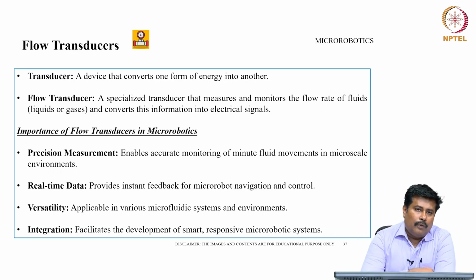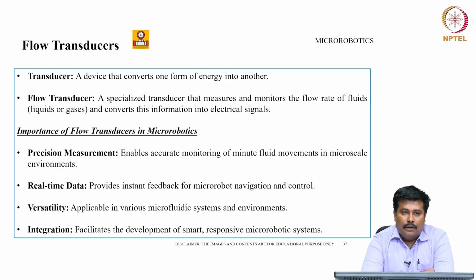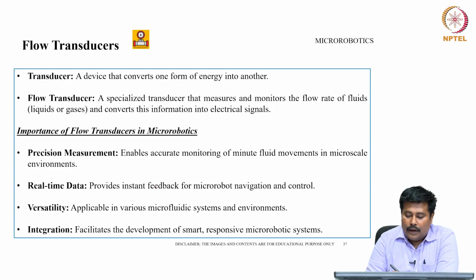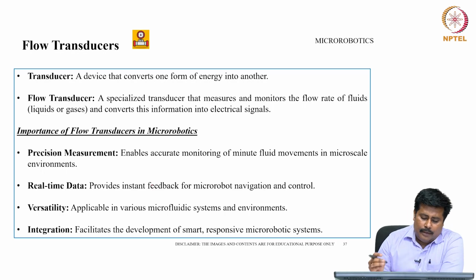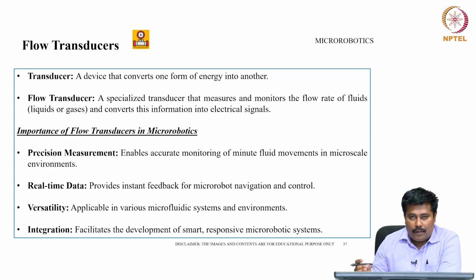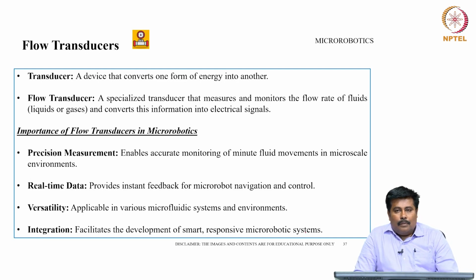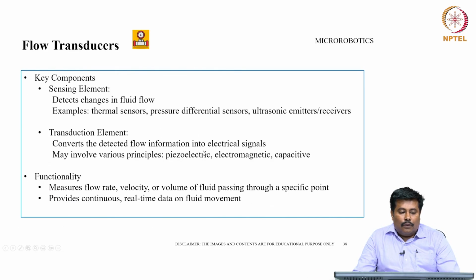Now, some of the key importance of flow transducers in micro robotics. It is mainly meant for precision measurements, that is, it enables accurate monitoring of minute fluid movement in microscale environments. It gives us real-time data, and provides instant feedback for micro robot navigation and control. From a versatility point of view, it is applicable in various microfluidic systems and environments. From an integration point of view, it facilitates the development of smart, responsive micro robotic systems.